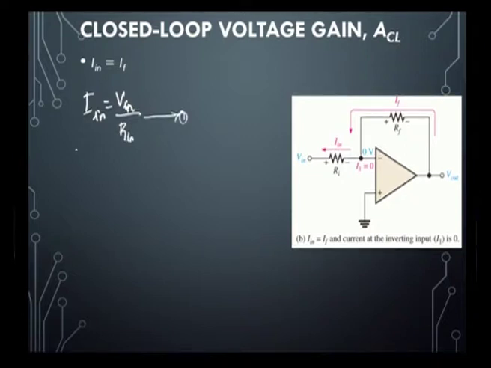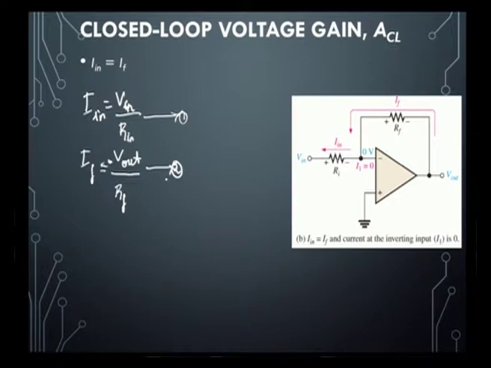Also, we need to find the voltage across RF, so IF is equal to V out. V out is minus here because it is an inverting amplifier, so we will get an inverted output. So, IF is equal to minus V out divided by RF. This is equation number 2.